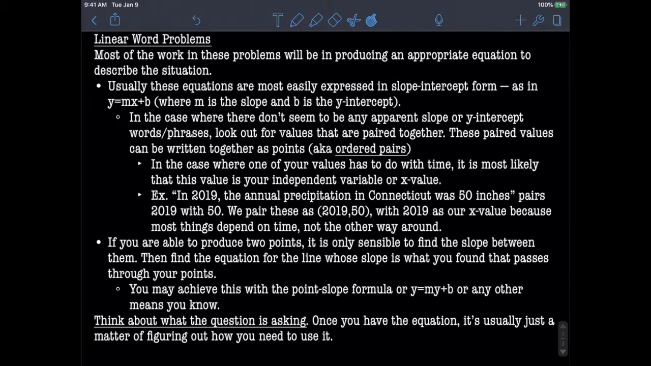Now most often you're going to be given 2 points, and the only sensible thing to do with 2 points is to find the slope between them. Once you have the slope, you can plug into y equals mx plus b, and then if you have to, solve for b and use the equation however it is that they ask you to. And of course, always think about what the question is asking you. Sometimes finding the equation is just a small step in a much larger process. Alright, let's look at some examples.